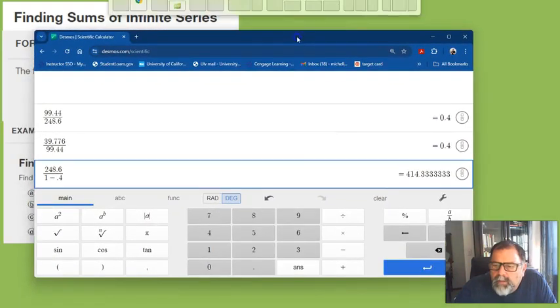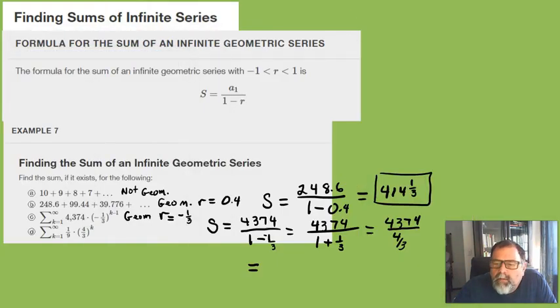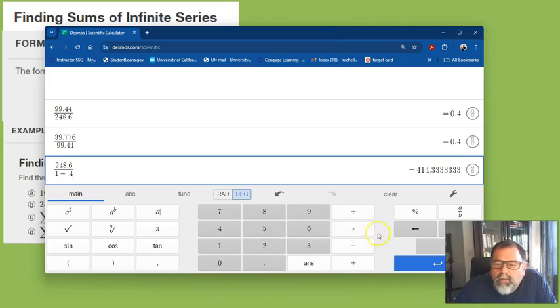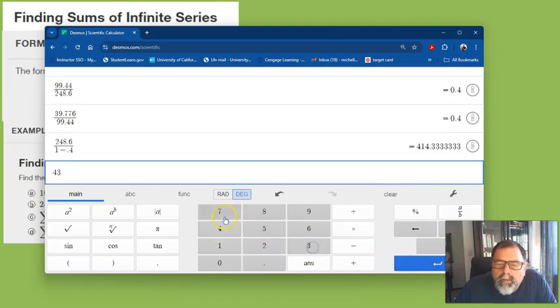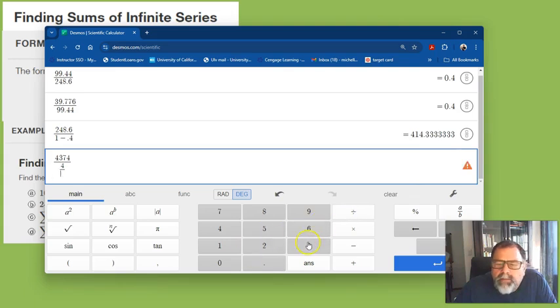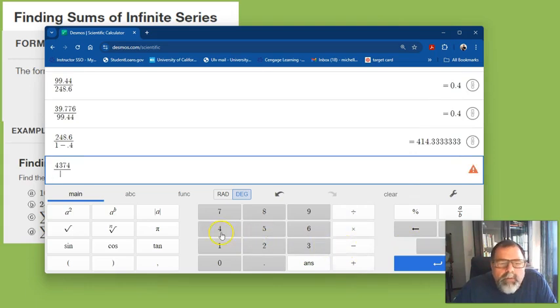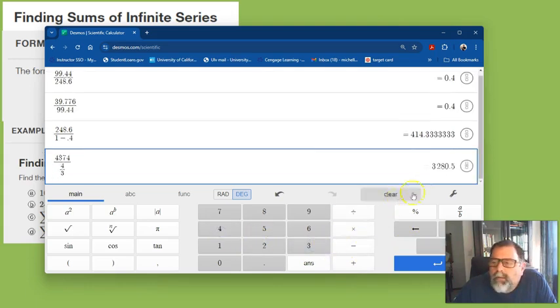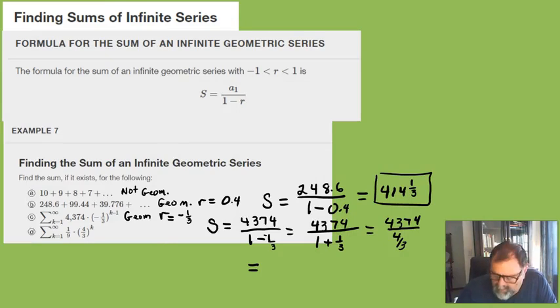Let's see, what's my number here? 4374 divided by 4/3. Let's see if it takes it this way. Yeah, 4/3. So 3280.5.